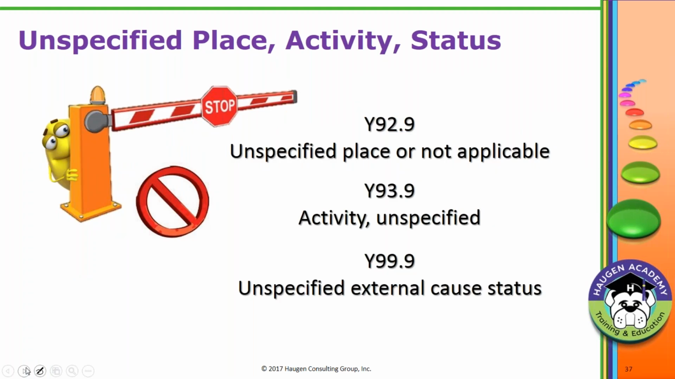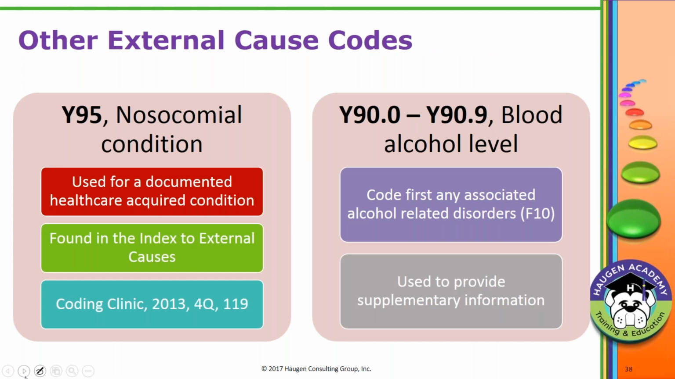All right, I think I mentioned this later, but I really want to drive this home because this is where we see errors in audits. So friendly reminder here, do not use your place of occurrence codes, the Y92.9, if the place is not stated in the documentation. Same with the Y93.9 and the Y99.9. So if there's no mention of place or activity, then we just don't code the Y92, Y93, okay? So we're going to keep that one simple there, not confuse it.